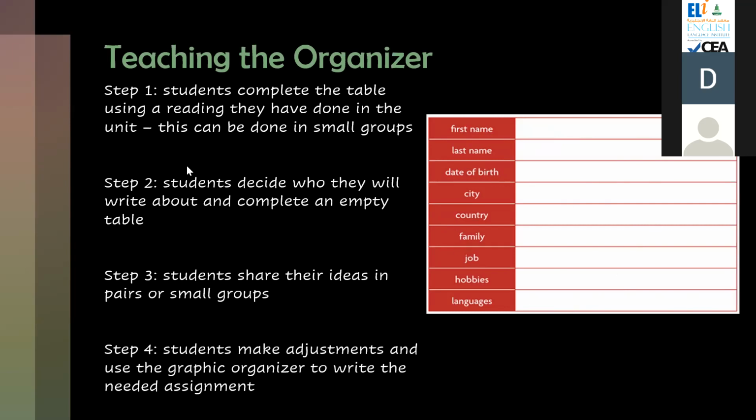Then you ask the students to decide what they want to write about, and they get an empty table like this to fill in now. So first they do it from a reading, then they decide who they want to write about and they complete this. Then they can share it in small groups again. Here's this person I want to talk about, get some feedback from each other, how it could be improved, make adjustments, and then they write their paragraph.